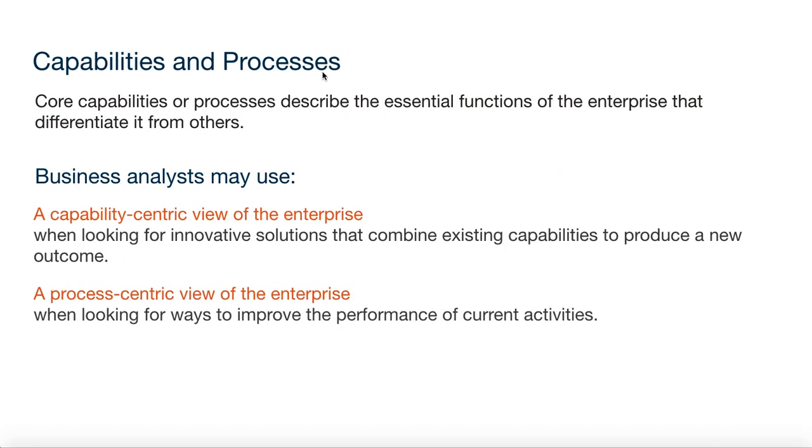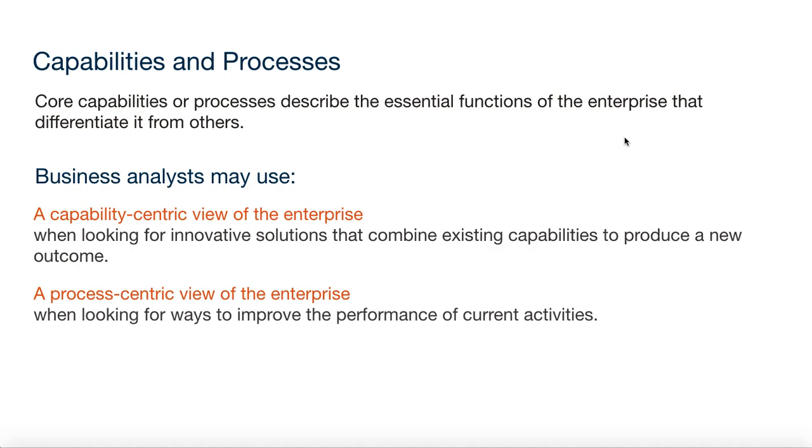The next one is capabilities and processes. So what are these capabilities and processes? Every organization and business has core capabilities and processes that describe the essential functions of the enterprise, and these core processes and capabilities will differentiate the enterprise from the others. Okay, so it's very unique to an enterprise.